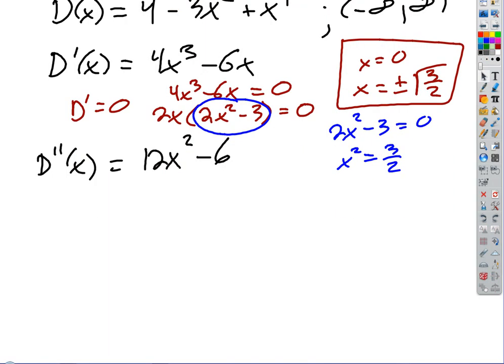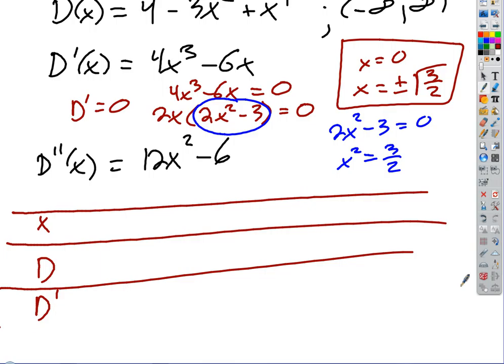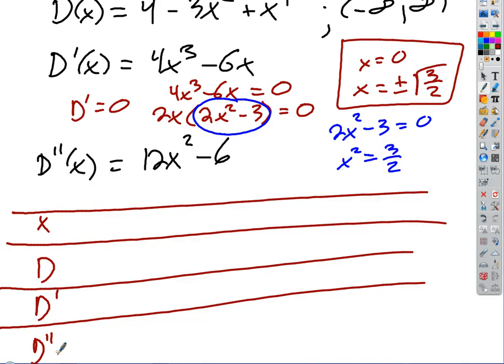And now we just need to make our table, don't we? Okay. Can anybody see that if I draw it? Put it on the bottom. Okay, so we get our critical numbers of minus square root of 3/2, 0, positive square root of 3/2. Those are all zeros of the first derivative. And so what do we do? Find the signs, yeah.